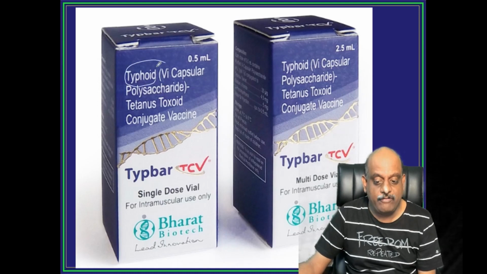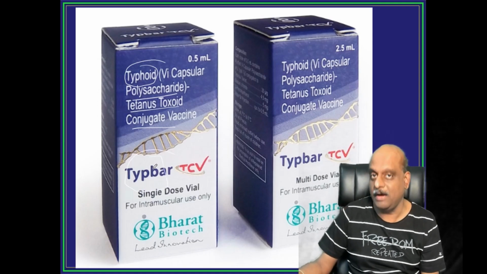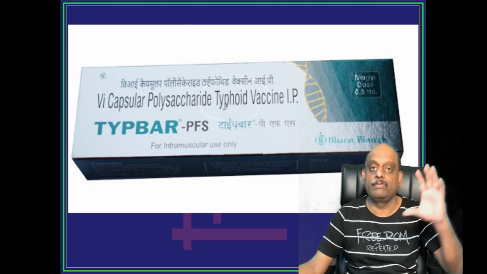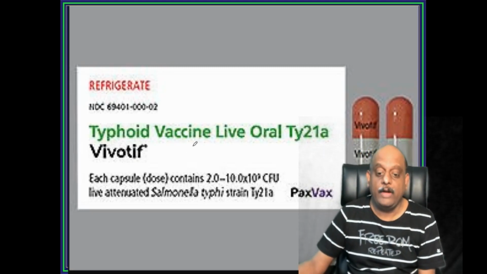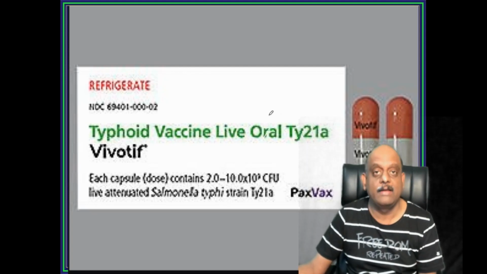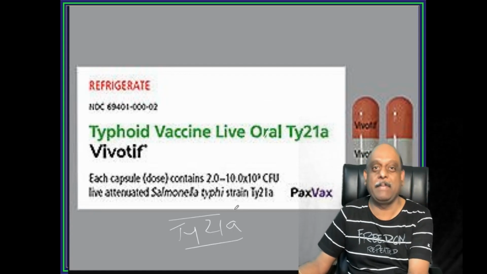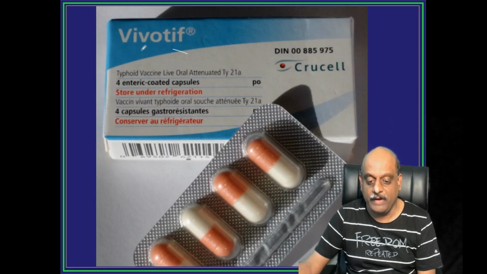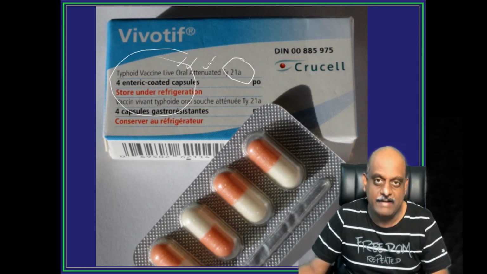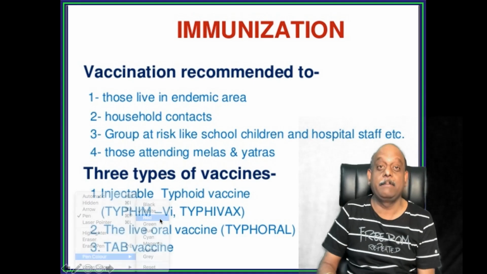Similarly, this is a typhoid capsular polysaccharide and tetanus toxoid conjugate vaccine, called TypeBar, another brand name. So this is another look of a typhoid vaccine. And also there is an oral vaccine available in typhoid, which is called live oral Ty21a. Ty21a is the vaccine which you need to remember. This is another example of a typhoid vaccine, live oral attenuated. Ty21a vaccine is a spotter which you need to recognize in tomorrow's pediatrics practical exam.